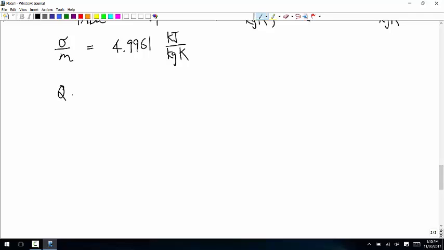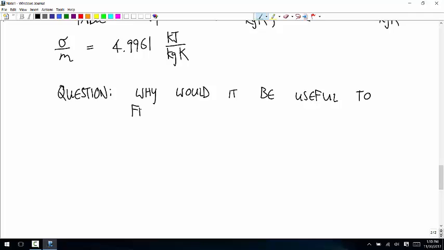So now, question. Why would we ever want to know how much entropy is produced in a process? Why would it be useful to find that entropy produced in a process? That's a rhetorical question. I'm going to tell you.